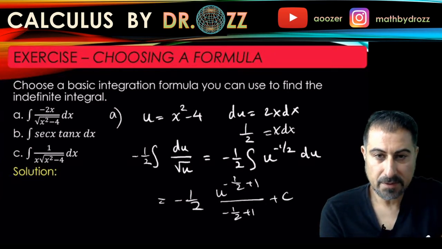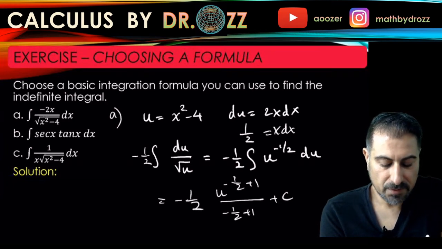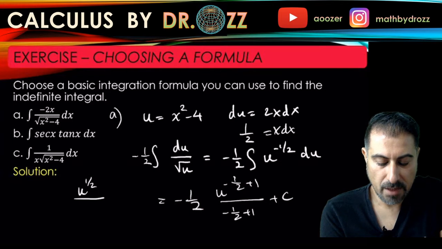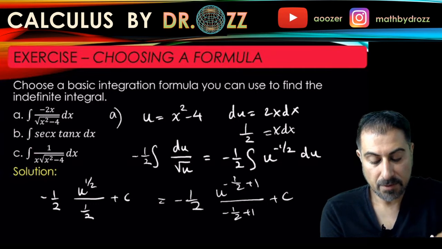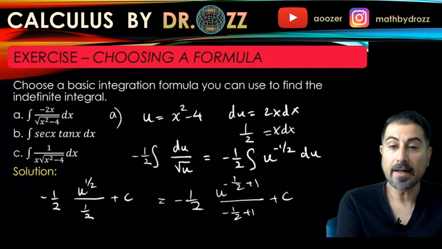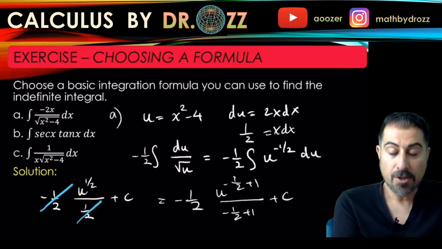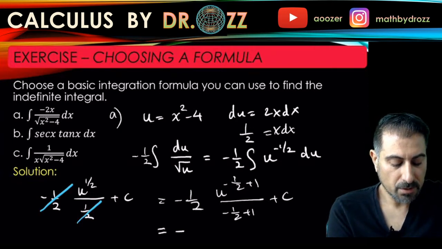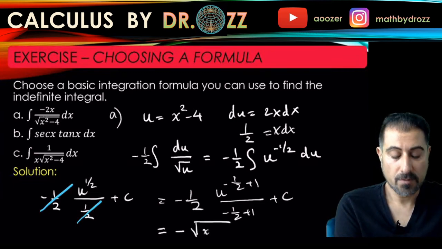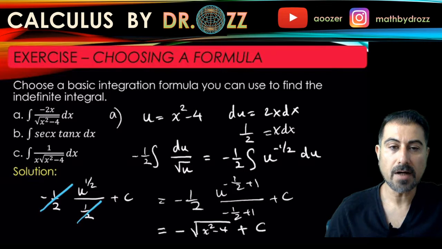Let me just continue on the left here. This turns out to be u to the 1/2 divided by 1/2, and you have another negative 1/2 here, plus c. So this 1/2 is going to cancel this 1/2. It turns out that this becomes negative radical u, because u to the 1/2 is radical u. And then we have to go back to the original variable, which was x, from before the u substitution. So that's plus c. I think that takes care of part A.